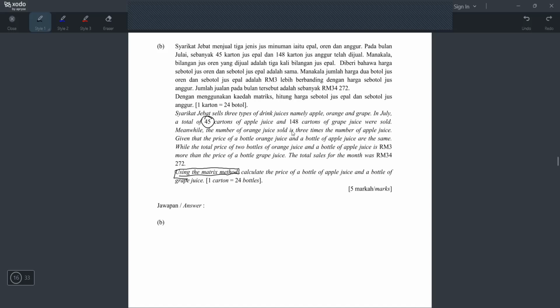Meanwhile, the number of orange juice sold is 3 times the number of apple. Given that the price of a bottle of orange and a bottle of apple is the same, the total price of 2 bottles of orange and 1 bottle of apple is 3 ringgit more than the price of a bottle of grape. The total sales is 34272. Use the matrix method to calculate the price of 1 bottle of apple and 1 bottle of grape. They also mention 1 carton is 24 bottles.